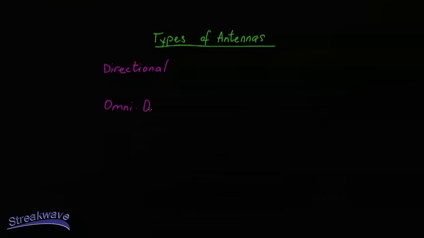All right, so today we're going to talk about types of antennas. When we talk about types of antennas, we often talk about directional and omnidirectional. Directional antennas are focused in a specific direction and are considered very highly directive antennas with high gain.